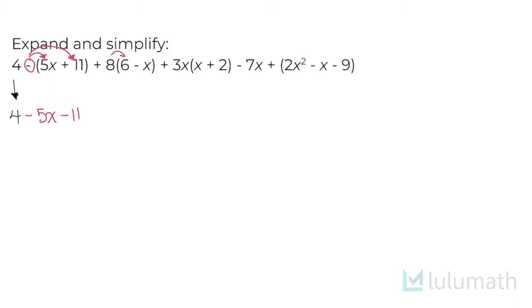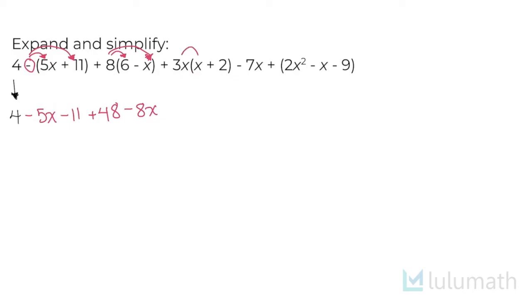So 8 times 6 is +48, and then 8 times -x is -8x. And then we're done distributing the 8 through because my brackets have closed. Now I have a +3x, and that needs to get distributed through to all of this x plus 2, and it stops at the 2 because my brackets have closed.